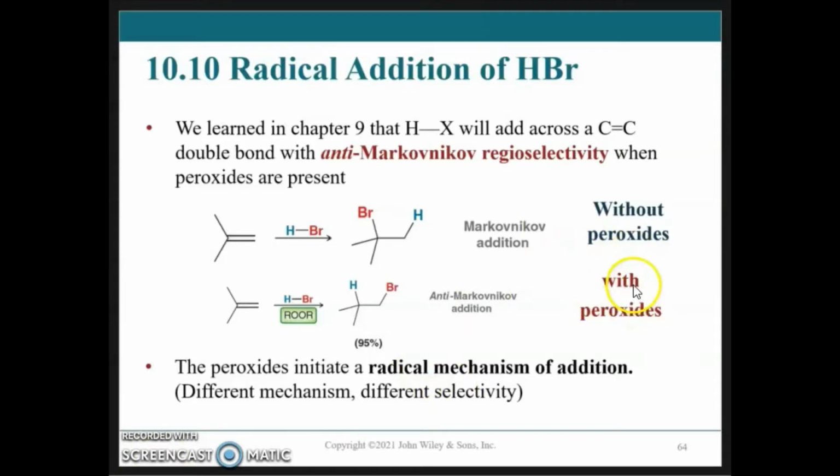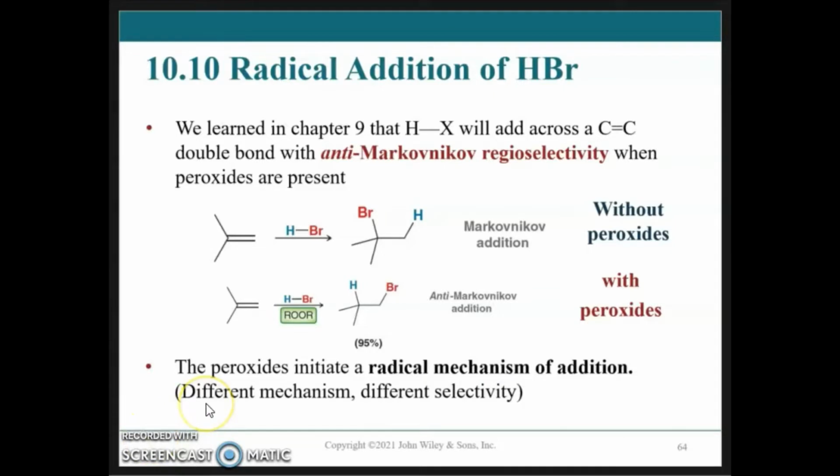In the presence of peroxides, we also saw that we had anti-Markovnikov's addition, with the hydrogen being added to the most substituted carbon and bromine at the lesser substituted. So peroxides initiate the radical mechanism for addition of HBr across the alkene bond.